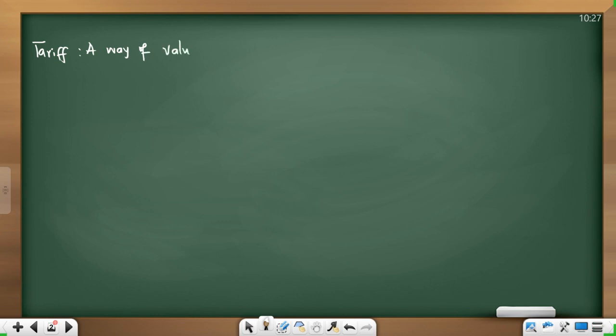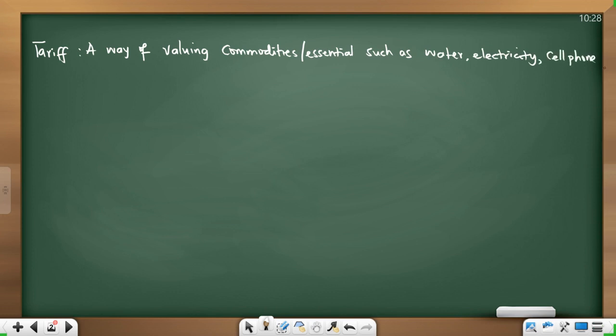of valuing commodities used. And when we say commodities, we talk about essentials such as water, electricity, even cell phone usage. A way of valuing commodities, essentials such as water, electricity, or cell phone, in a category.